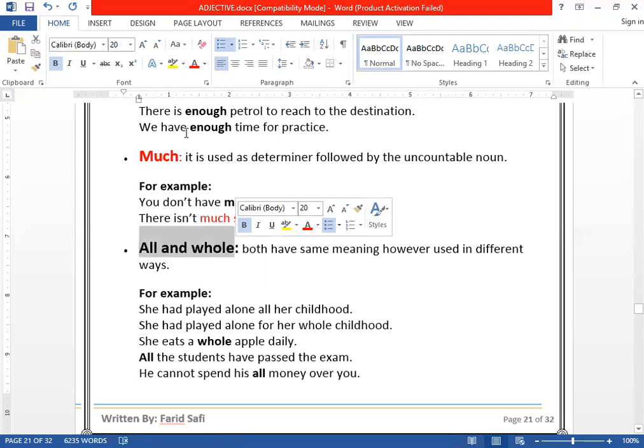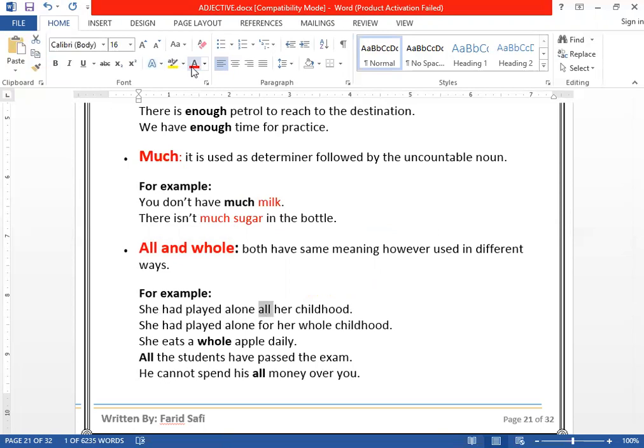All and whole are quantity adjectives. All and whole both have the same meaning, however they are used in different ways. She had played along all her childhood. All her. Her is a possessive adjective. Childhood is a noun. Which type of noun? Childhood is an abstract noun. Birthday, death, all are abstract nouns. Her is a possessive adjective. All is a quantity adjective.